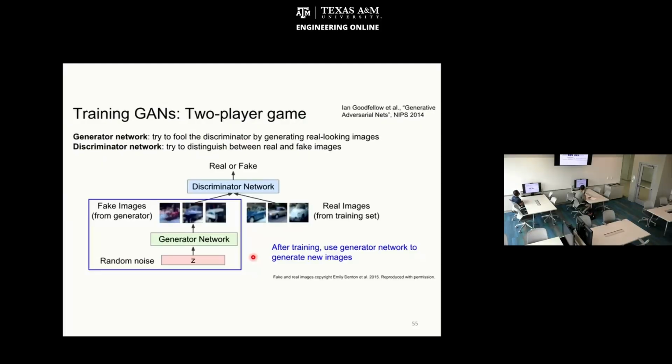So once the model is trained, just like the VAE, you can take the generator to sample. You can sample Z from random noise, standard Gaussian, and then in the end you will get these images.